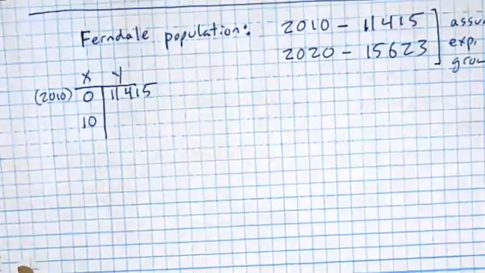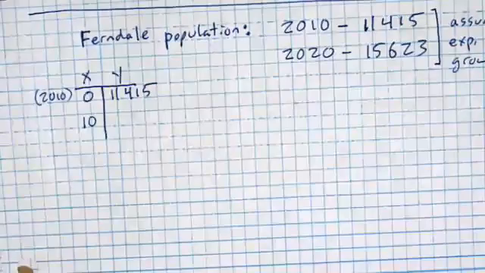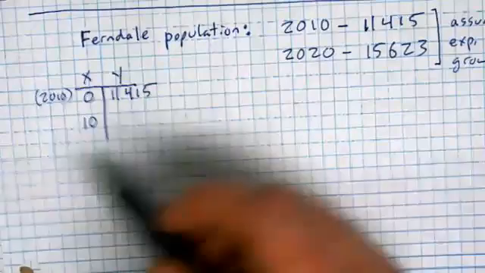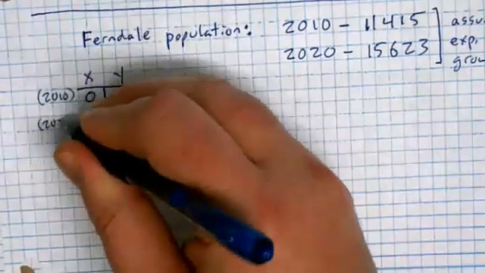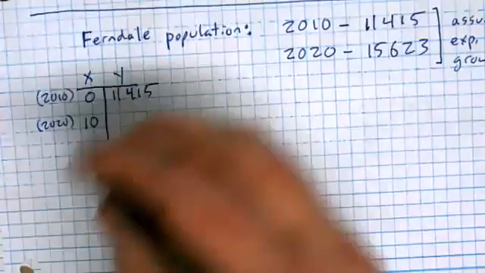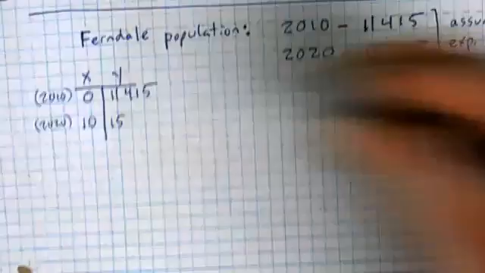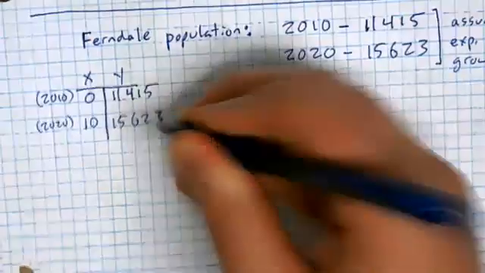2011, 2012, some of you were probably more. Anyways, okay. And that would make 2020 year 10, right? We're at 15,623.